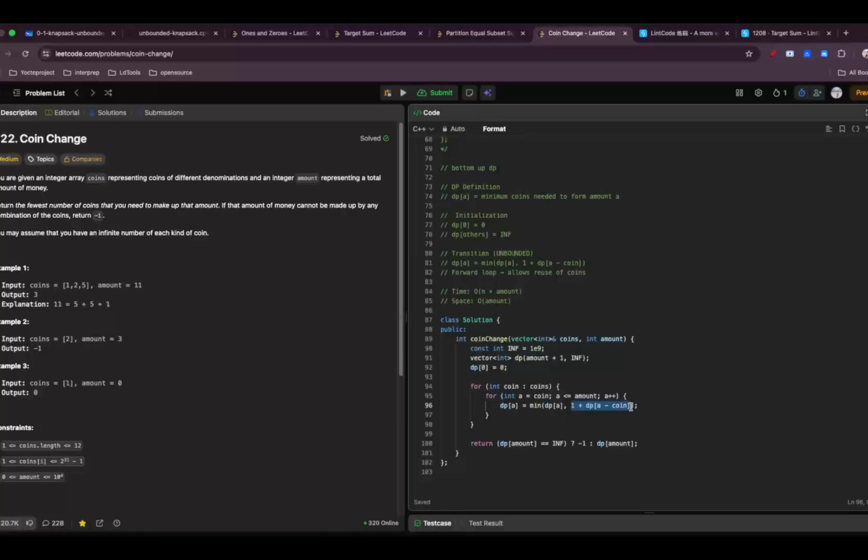That other state is where amount minus our present coin was stored, that much amount was being stored, plus the present coin we are choosing. After checking both states, whichever is minimum, we store in this particular state, and that is how our transition works for this bottom-up solution. So is this fine?